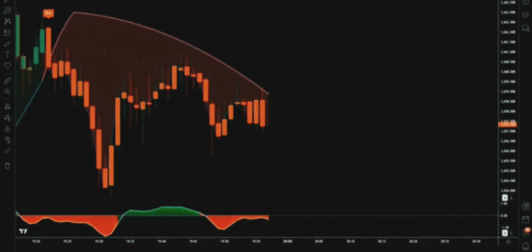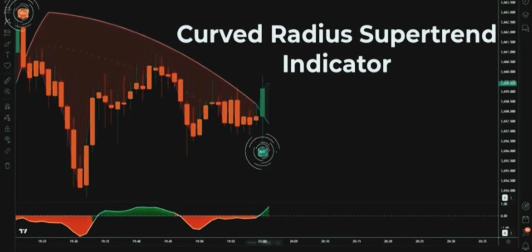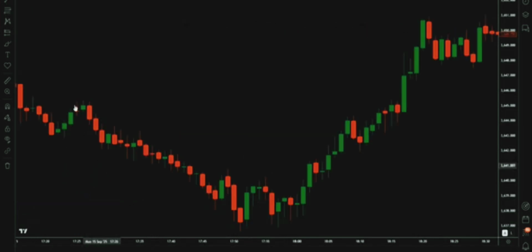First of all, let us know about trading tools. The buy and sell arrow we see in the chart is the curved radius supertrend indicator. Let us now understand the trading setup. We open the BTCUSD 1-minute chart. This strategy works well on the 1-minute timeframe, as this strategy is unique as no one has ever told you about it before.